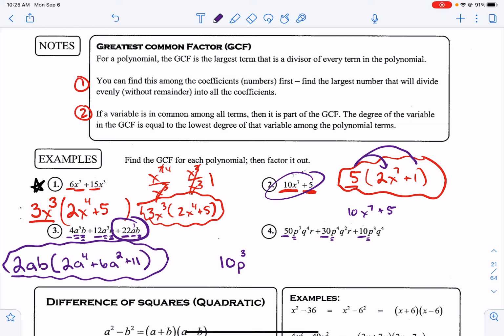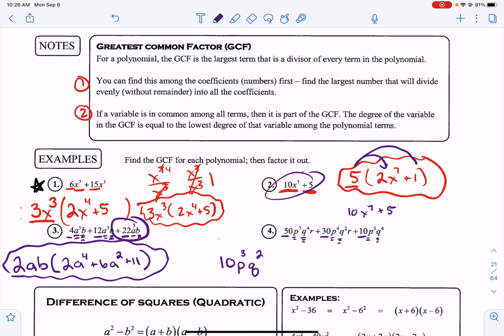Again, I know it's weird. The largest is the smallest. And then let's go q's. Q to the 4th, q squared, q to the 4th. So my smallest q is q squared.